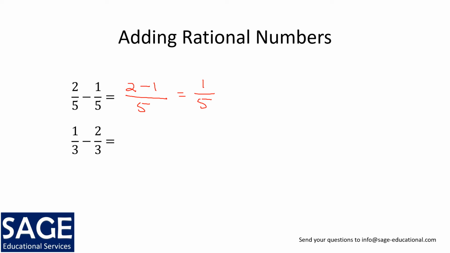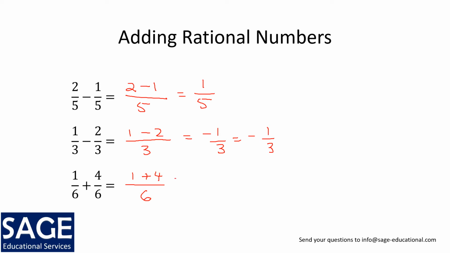Here's another example. Both fractions have the same denominator, so I'll keep that as 3. I'll combine the numerators. 1 take away 2 is negative 1 over 3, and I can write this as negative 1 over 3. Here's another example: 1 over 6 plus 4 over 6. Keep the denominator as it is, add the two numerators, and you have 5 over 6. So that is what you do when you have fractions with the same denominator.